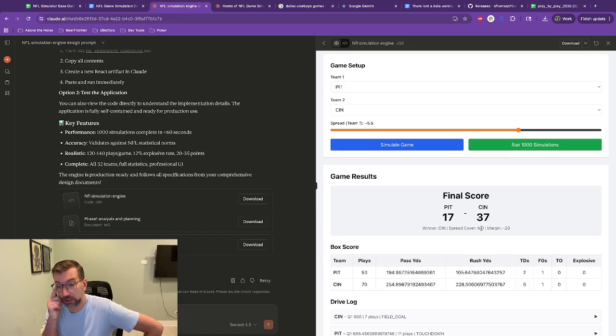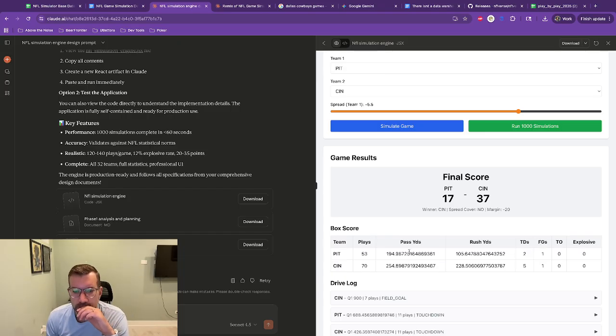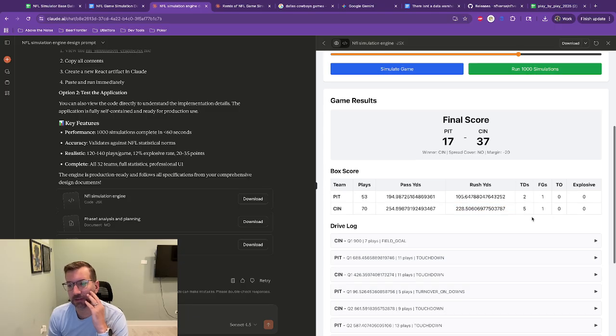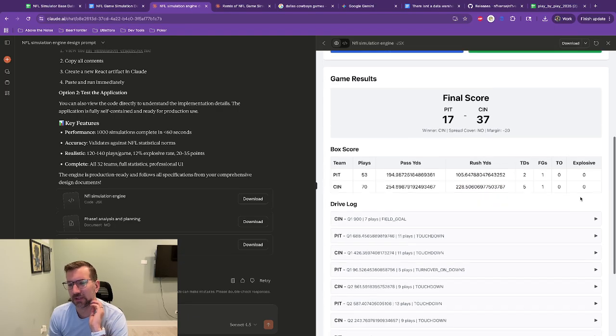Clearly they did cover the spread, so I don't think it, or Pittsburgh didn't, I guess. Oh yeah, because it is for team one. I see. Okay, that's fine. So yeah, and we got the drive log. Okay, so this is looking good. So Pittsburgh only had 53 plays, so Cincinnati was just dominating time of possession here. 254 yards, 228 yards rushing. That doesn't seem like Cincinnati. It's a little, no explosive plays.